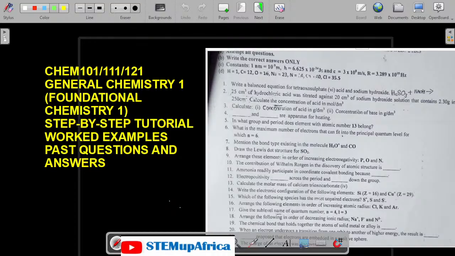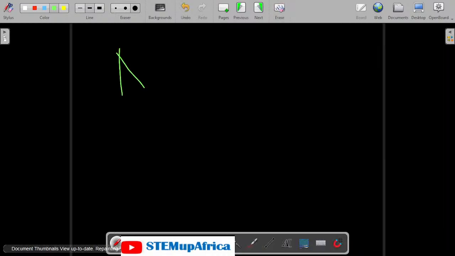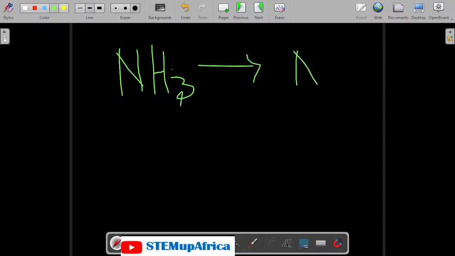Now, it says ammonia readily precipitates in coordinate covalent bonds. So let's get what ammonia is. Ammonia is NH3. If it precipitates, that means it will form ammonium, NH4+. You form ammonium if you undergo precipitation to form a PPT.